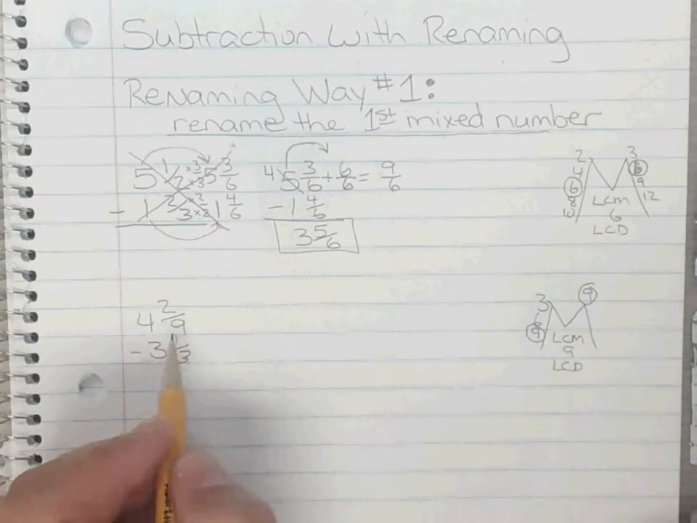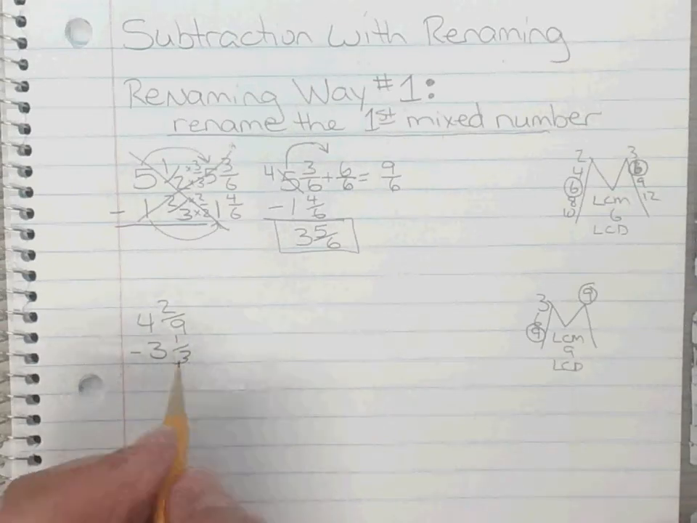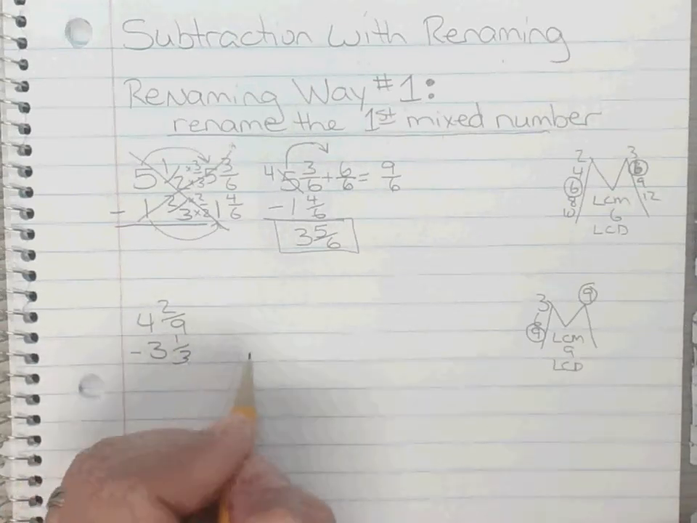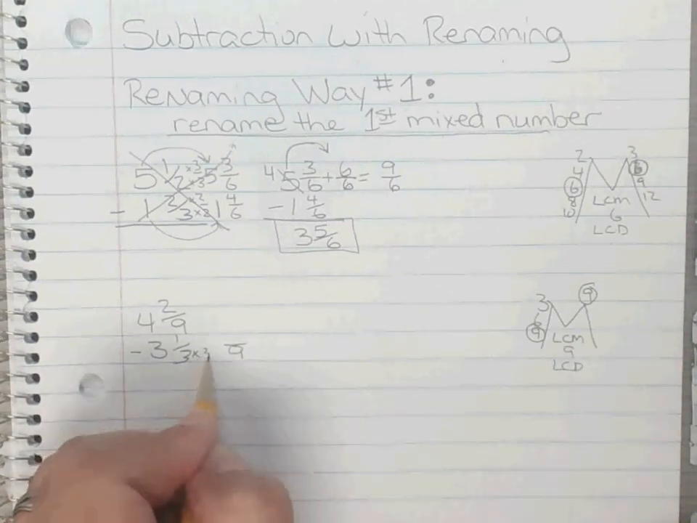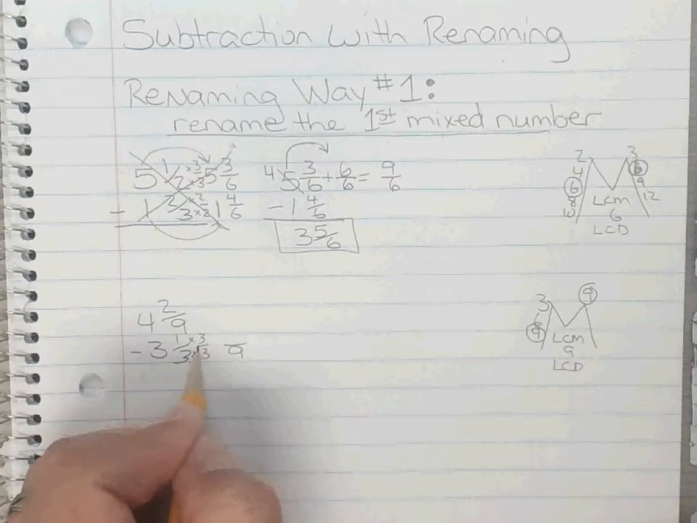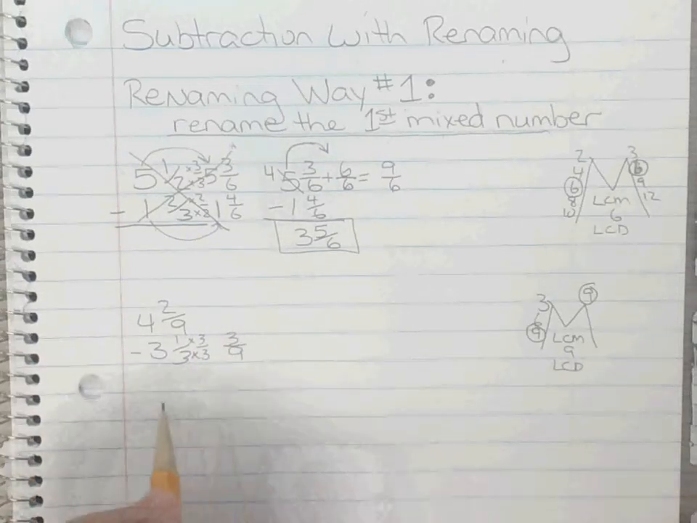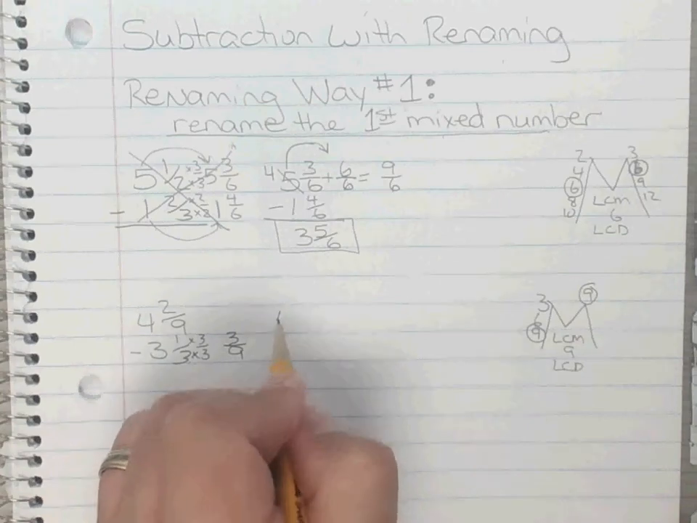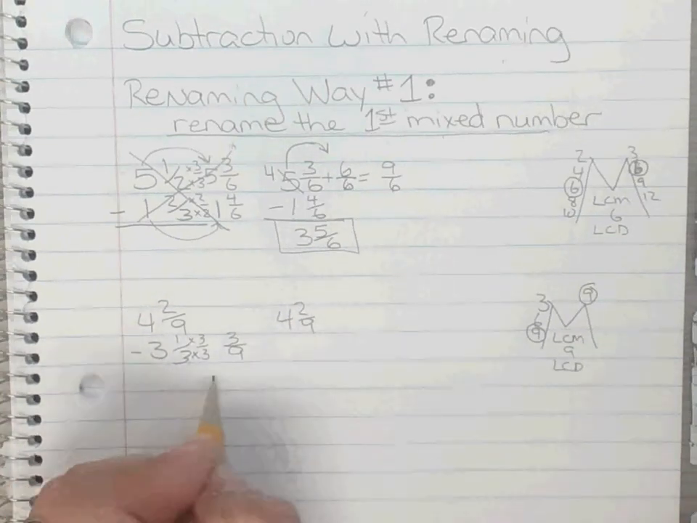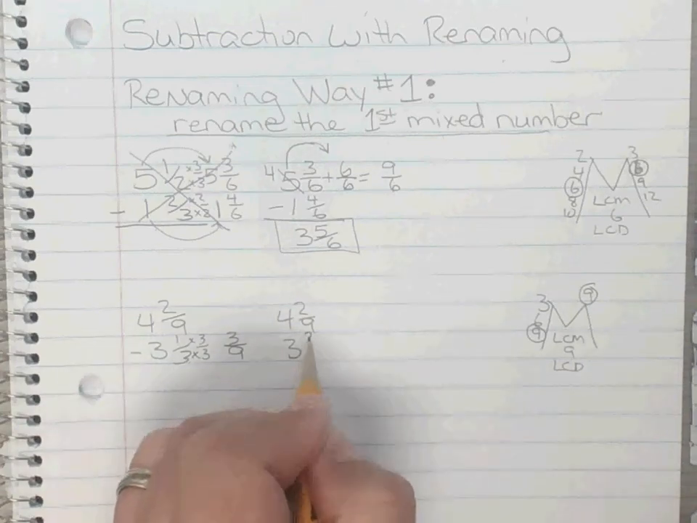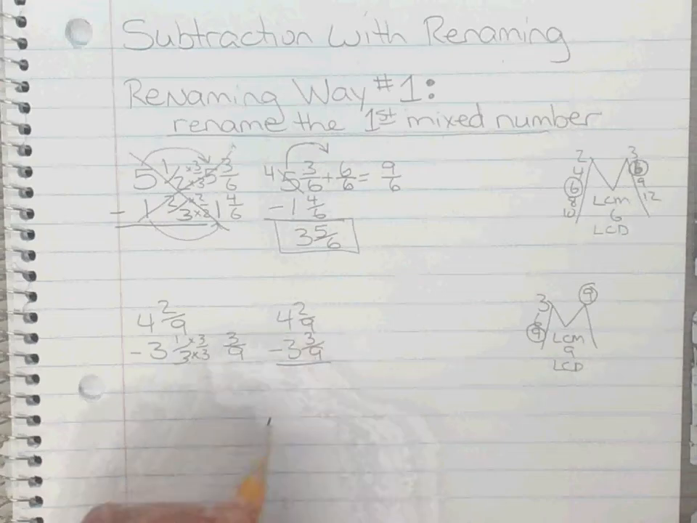So the great news is I don't need to change this one. What I'm going to do is change 3 1/3. I'm going to change it into 9ths. And so I know I can multiply by 3 in the numerator as well, and so 3 3/9. So now I'm going to bring the 4 2/9 over here, and my new problem is 3 3/9, making sure I have a common denominator.